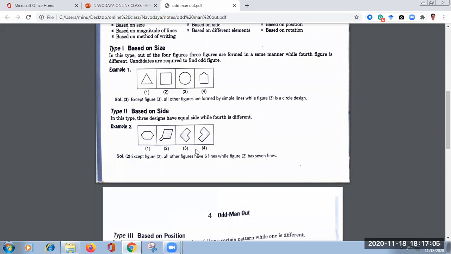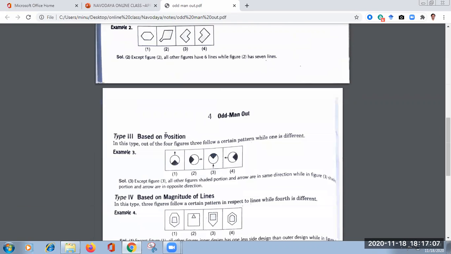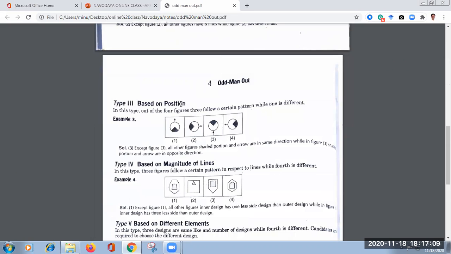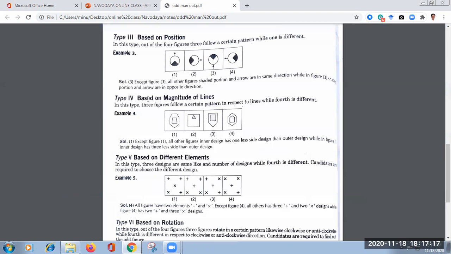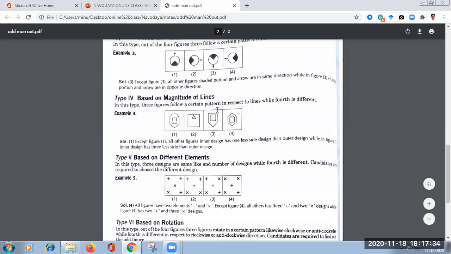Next one is based on the position. Of course, based on the position also, we get this type of question. This is called the third type. Now come to the fourth one, based on the magnitude of the lines. Based on the different number of lines, we have to identify the odd one. So this is the fourth type. These four types we discussed in the previous class.